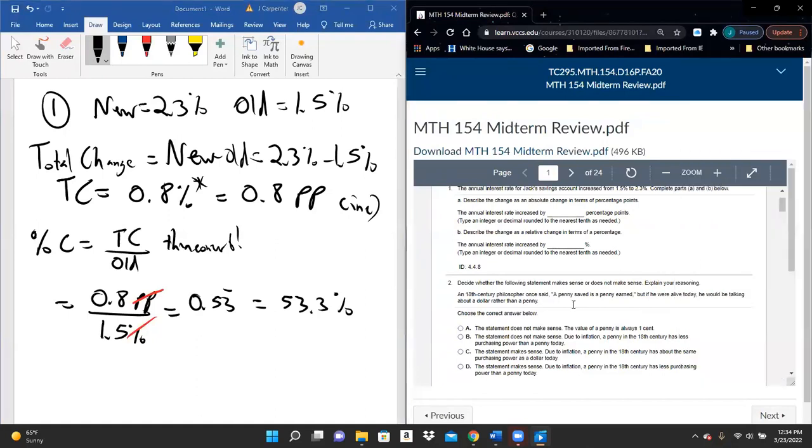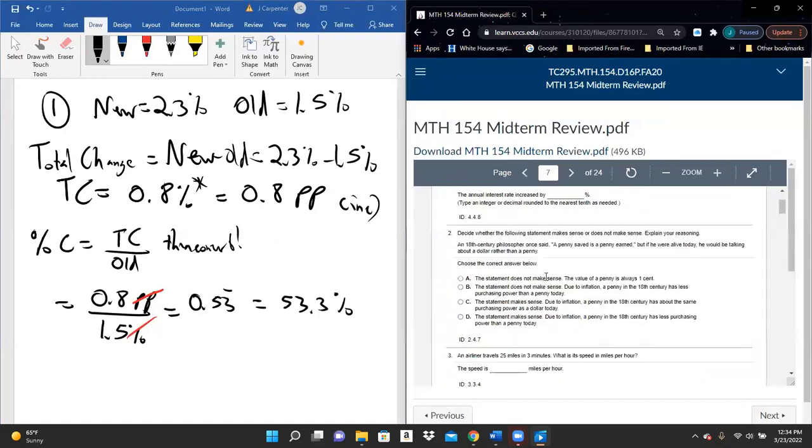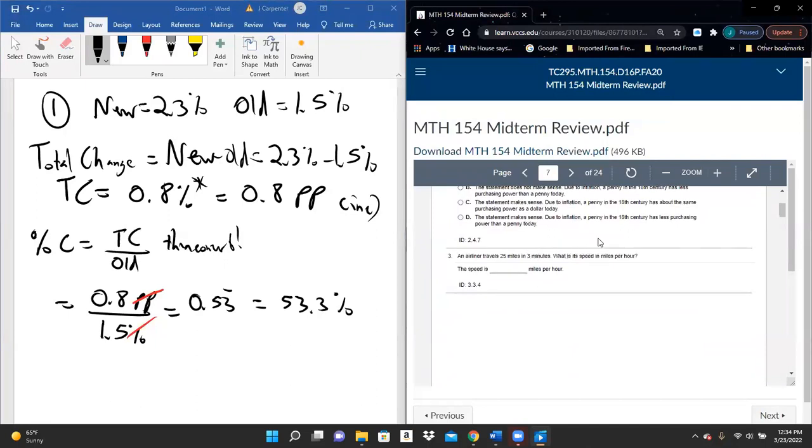All right, I have actually done this question number 2 previously, so I'm not going to do it again. An airliner, number 3.